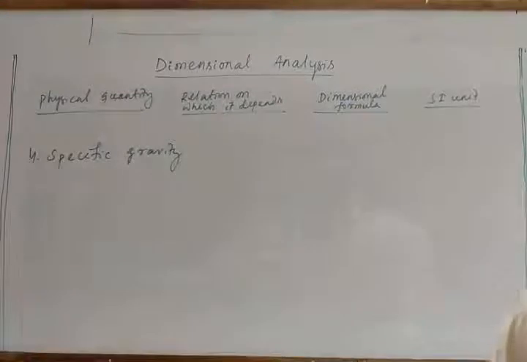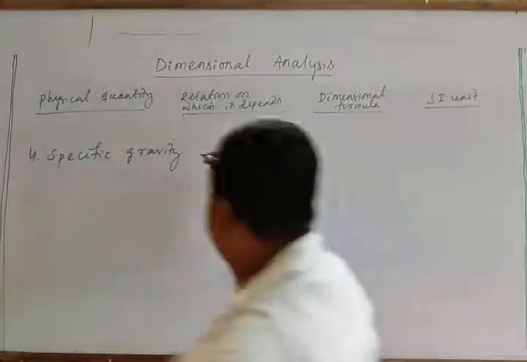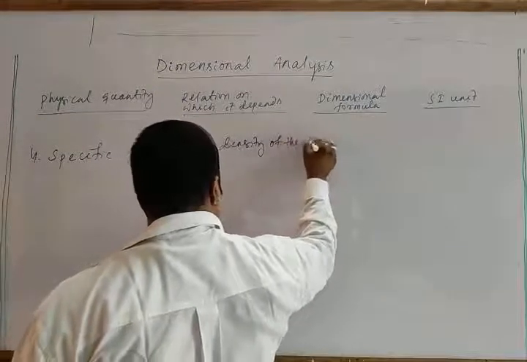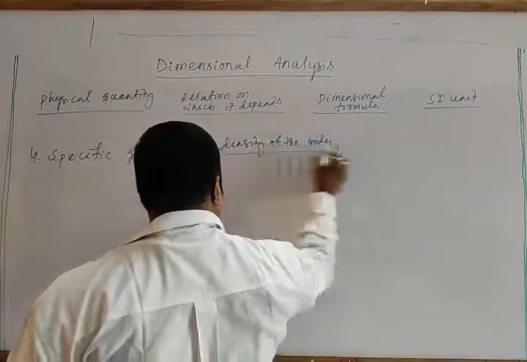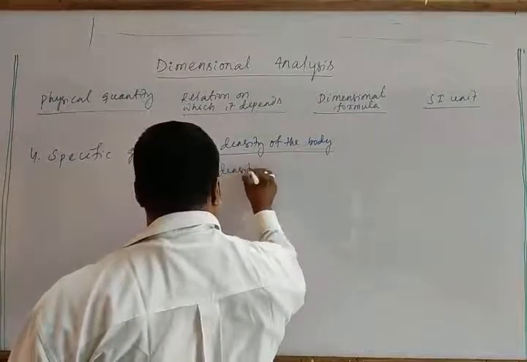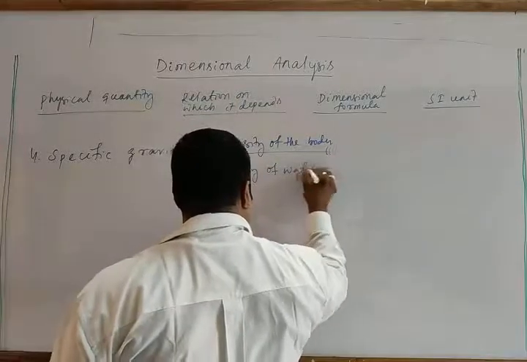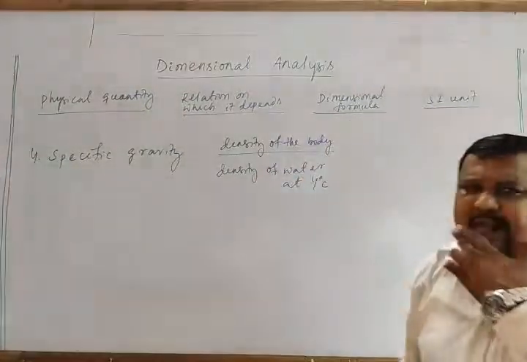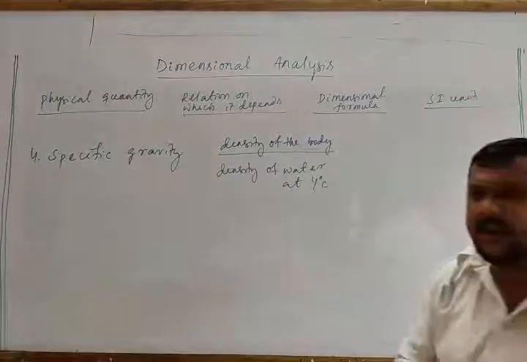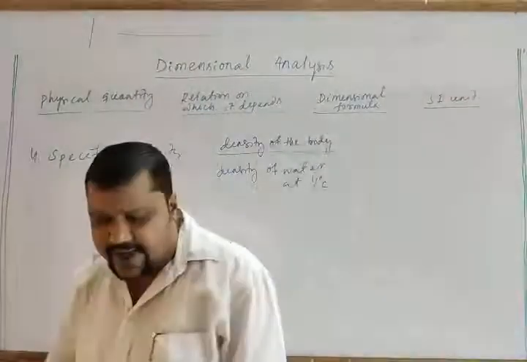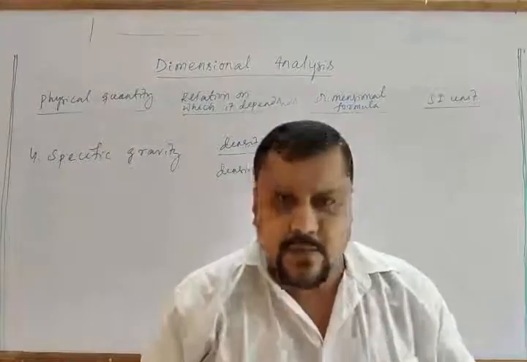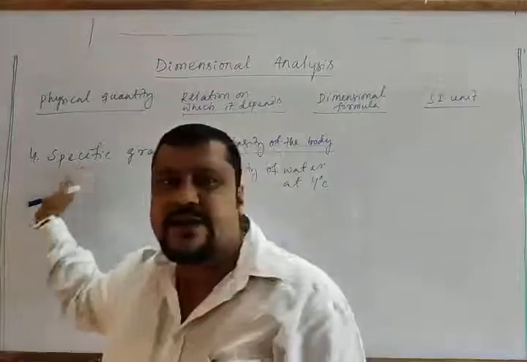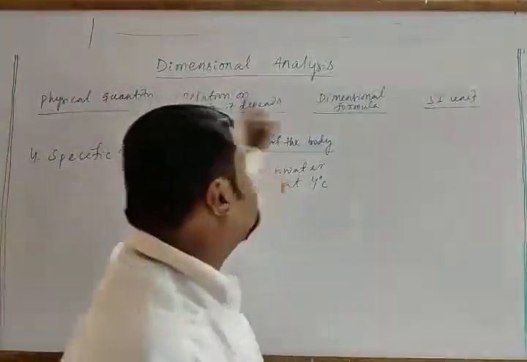And the formula for this one is the density of the body divided by the density of water at 4 degrees centigrade. That is the formula. For the time being, you have to remember this formula. But when you go for more and more studies, you will know about this physical quantity. Then it is very easy for you to remember this formula.